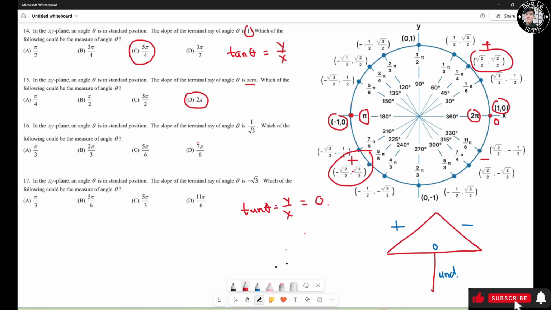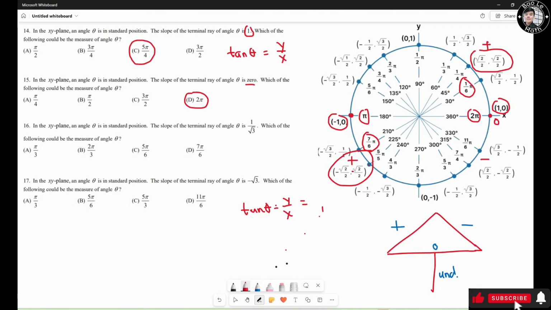Now, the next one, the slope of the terminal ray of the angle is 1 over root 3, right? So, tangent of theta equals y divided by x, and then it should be positive, right? So, the terminal ray should be in the first quadrant or the third quadrant, right? Now, since tangent of theta equals y over x, right? So it's either this angle or this angle, right?